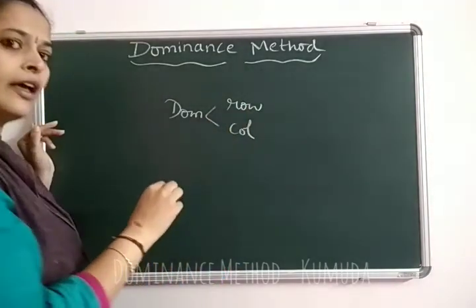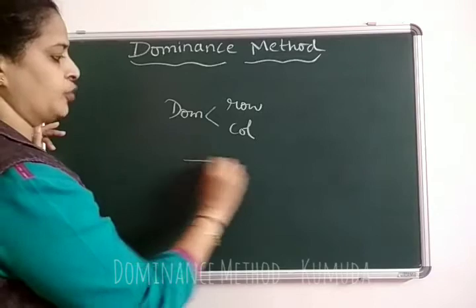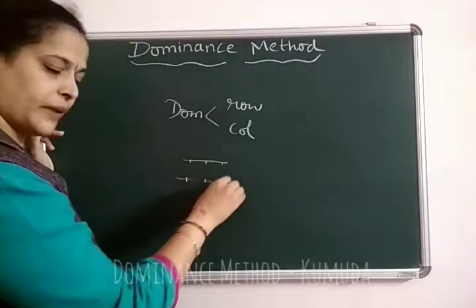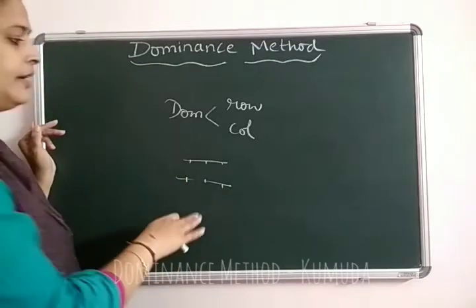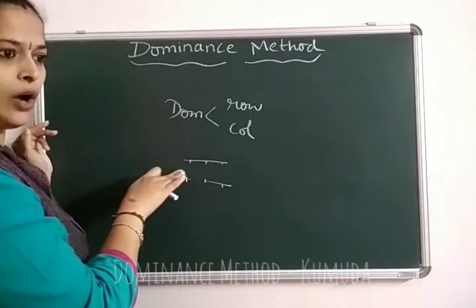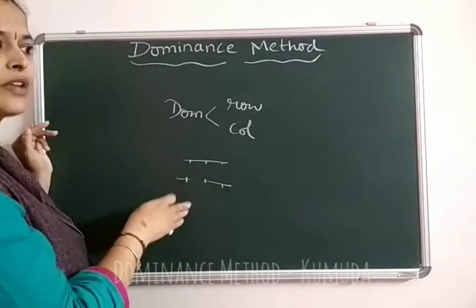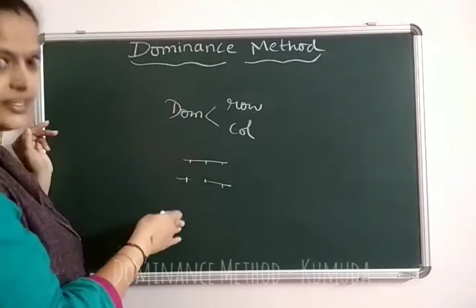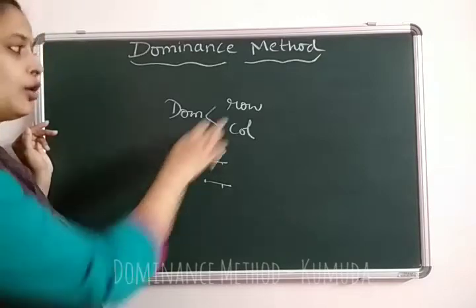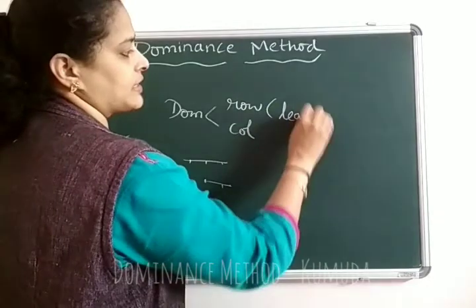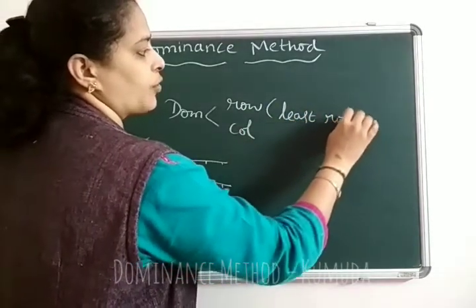For example, if we have two rows, every element is compared with the respective element in the other row. And if all the elements in the first row are the biggest compared to the elements in the second row, that means the first row dominates the second row. According to the row dominance, the least row is cancelled.